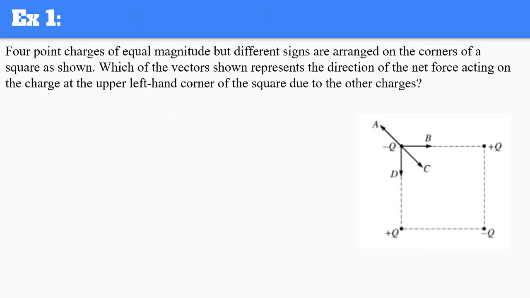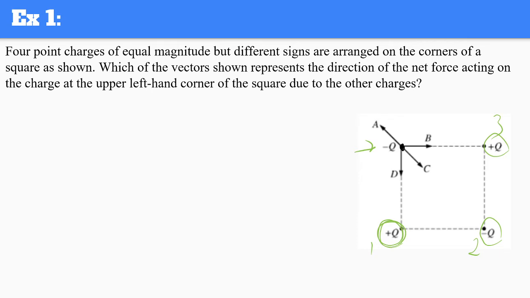Alright, so we have an example. We have a charge negative Q right here. And then they are asking for Q, let's call them numbers 1, 2, and 3. So Q1, Q2, and Q3, they're acting on this negative Q. What will be the net force acting on the charge? So what are we going to do? We are going to think about each force created by each charge.